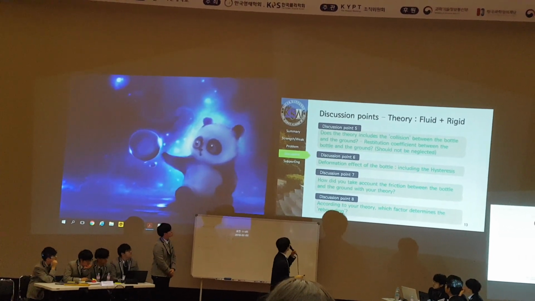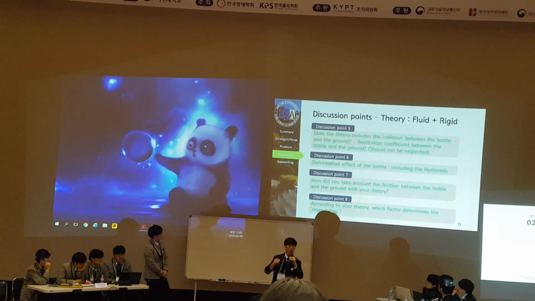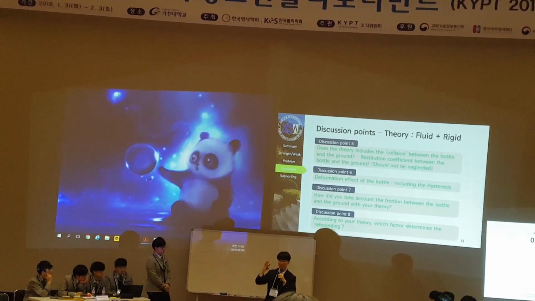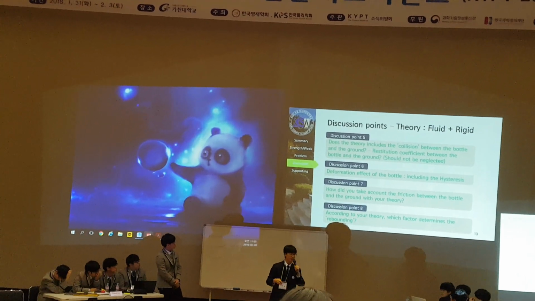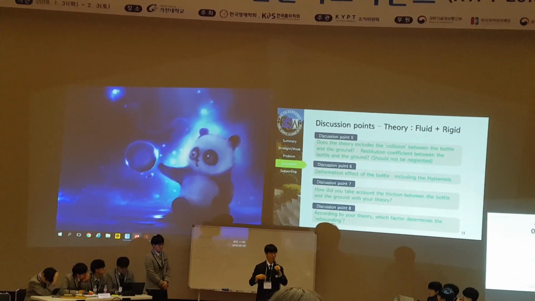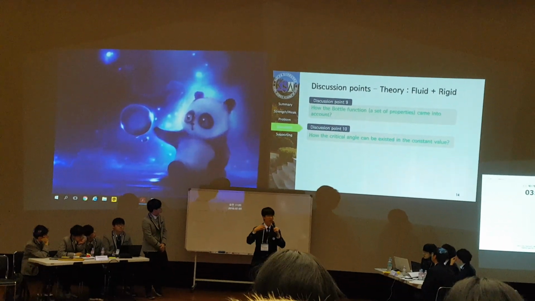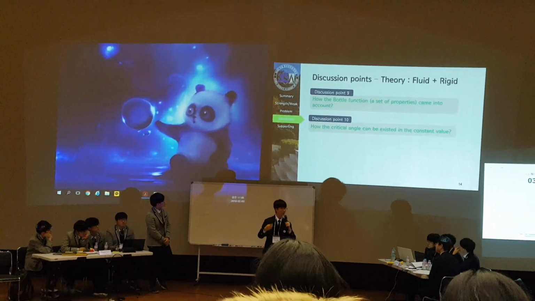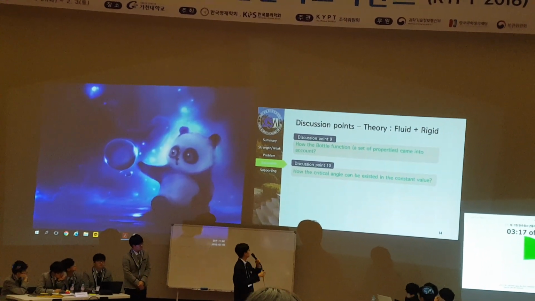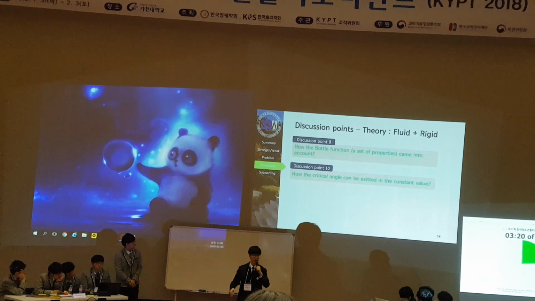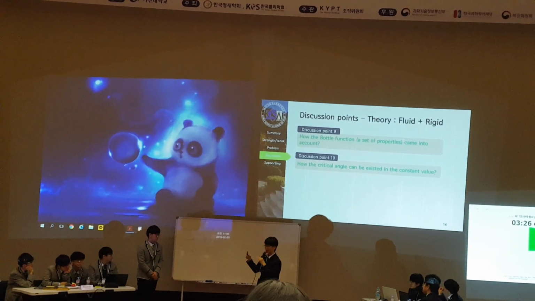And there are 4 other discussion points, all about the collision, the deformation effect and the friction, which are really important parameters related to the incident after landing. According to their theory, rebounding is not going to be encountered, so I would skip this discussion point. How the bottle shape is going to be considered, they answered in the short question that they did not consider it, so it is not a relevant question here. The really important question is how the critical angle can exist in a constant volume. I'm going to debate this point deeply with the presenter.